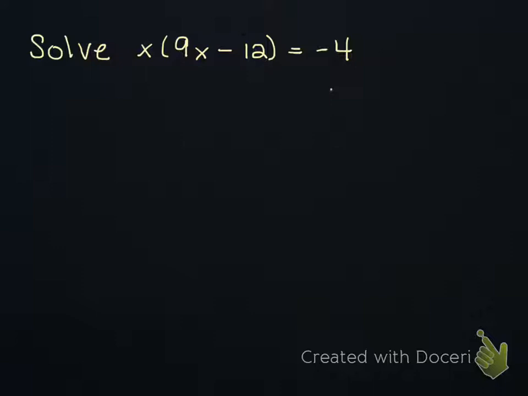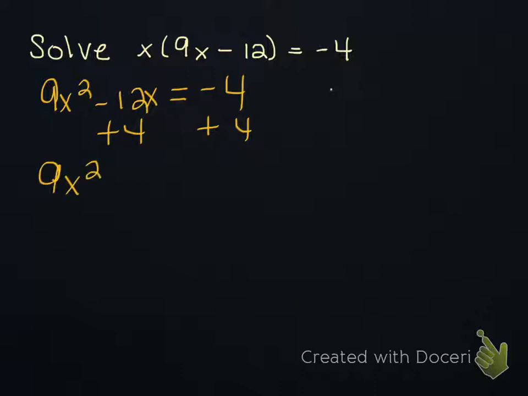So first thing I'll do is distribute this x. So I get 9x squared minus 12x from distributing this x to both terms. And that is equal to 12x, from distributing the x to both terms, minus 4. And then it looks like I've got a quadratic equation, so I'll go ahead and write it in standard form by moving 4 to the left by adding 4 to both sides. 9x squared minus 12x plus 4 is equal to 0.